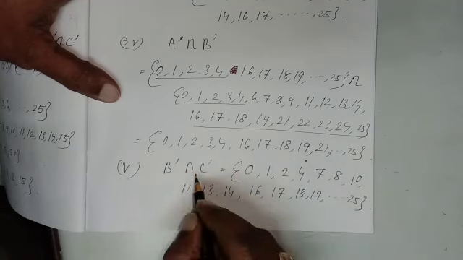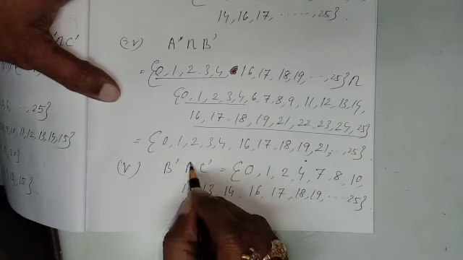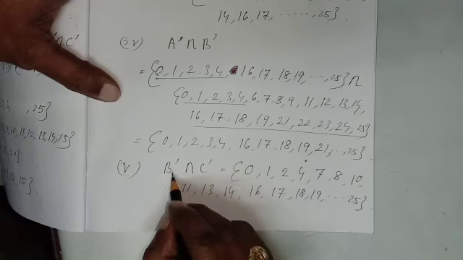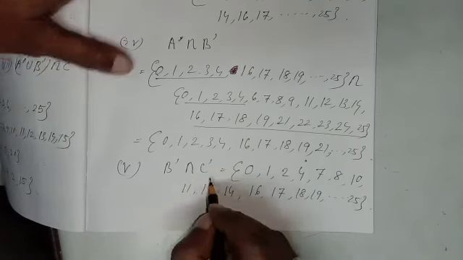B complement intersection C complement means the common elements between the B complement set and the C complement set.